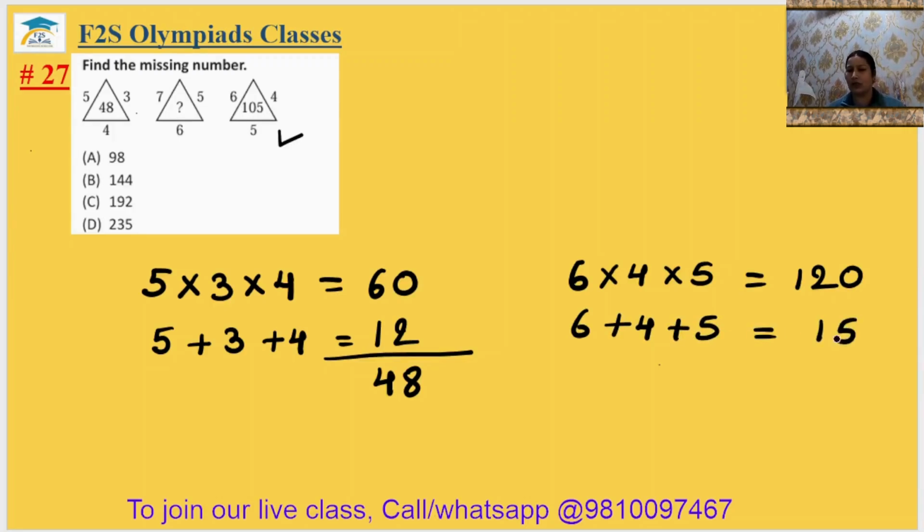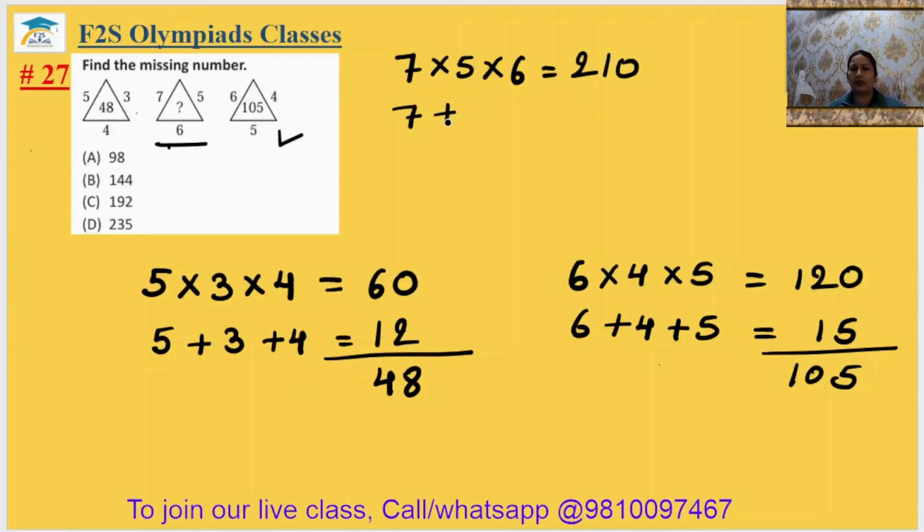That is your 15. 120 minus 15, 105. The same pattern will be applicable here also. So 7 multiplied by 5 multiplied by 6 is equal to, 6 5s are 30, 3 7s are 210. And 7 plus 5 plus 6 will be equal to 18.